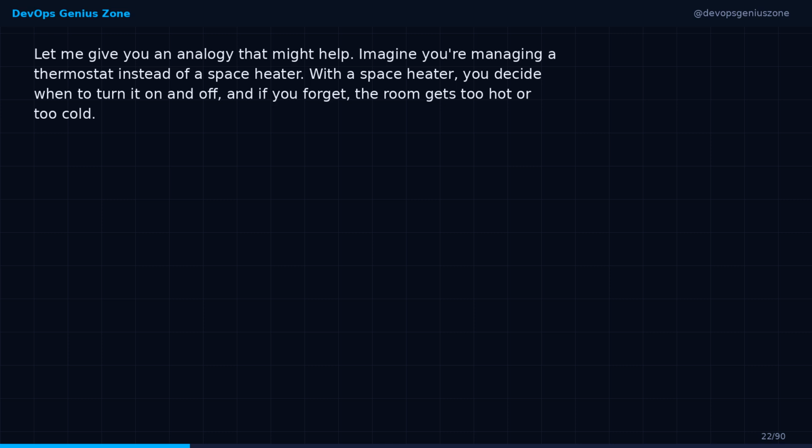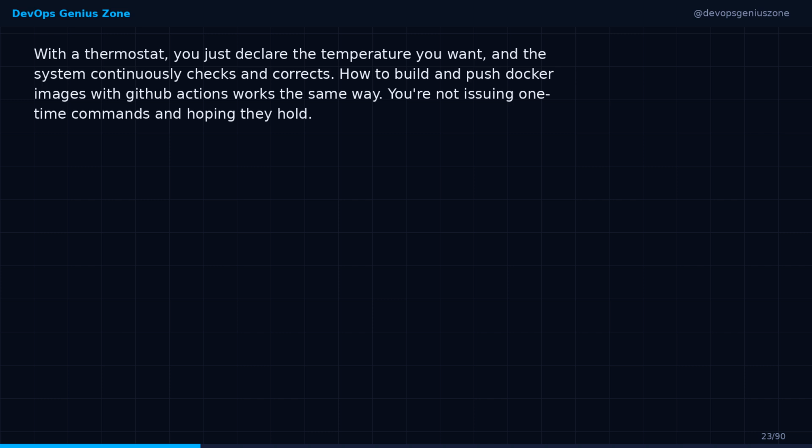With a space heater, you decide when to turn it on and off, and if you forget, the room gets too hot or too cold. With a thermostat, you just declare the temperature you want, and the system continuously checks and corrects. How to build and push Docker images with GitHub Actions works the same way. You're not issuing one-time commands and hoping they hold.